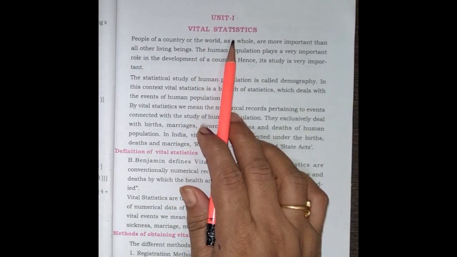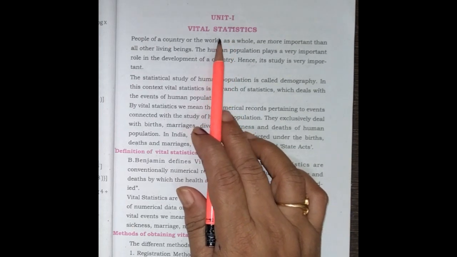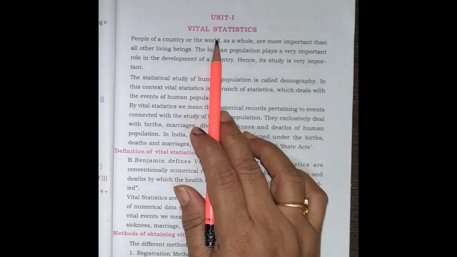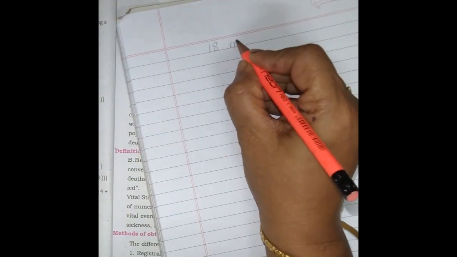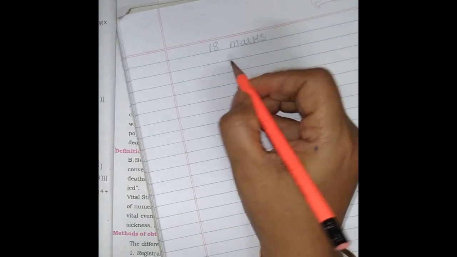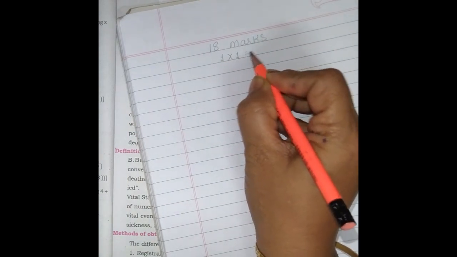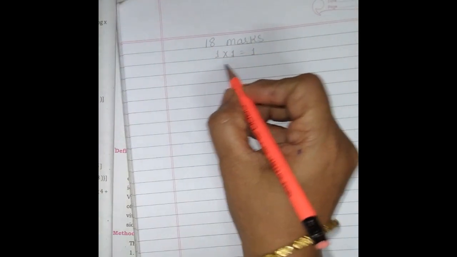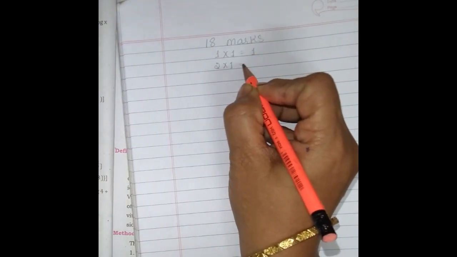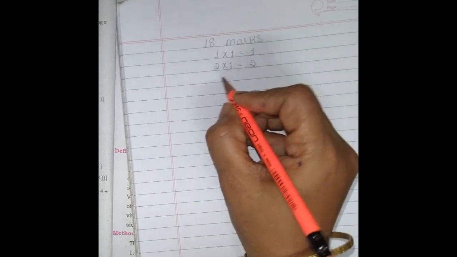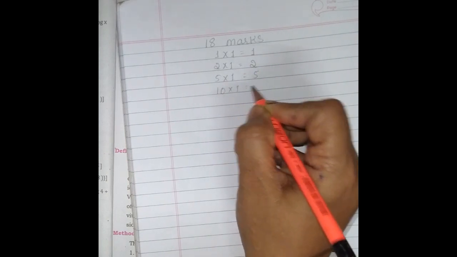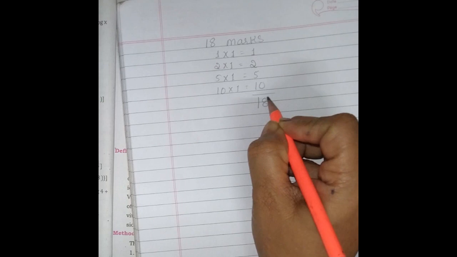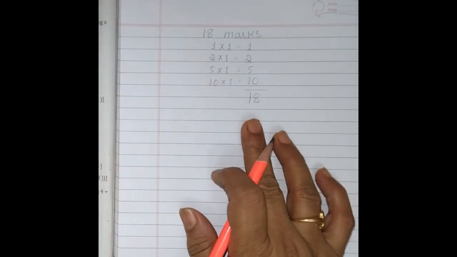In the previous video, I discussed the theory part of vital statistics. This year, vital statistics carries 18 marks. It is divided into a 1 mark question, a 2 mark question, a 5 mark question and a 10 mark question. The total is 18 marks.